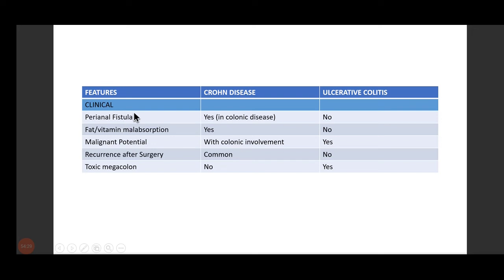So let's move on. Clinical features: perianal fistula is more common in Crohn's disease than ulcerative colitis. Malabsorption, of fat or vitamins or any malabsorption, is more common in Crohn's. Malignant potential is more in ulcerative colitis, but it is also important in Crohn's disease. Both are pre-neoplastic conditions. Remember that. Both are pre-neoplastic, more in ulcerative colitis. Recurrence after surgery is more common in Crohn's disease than ulcerative colitis. Toxic megacolon is more in ulcerative colitis than Crohn's.